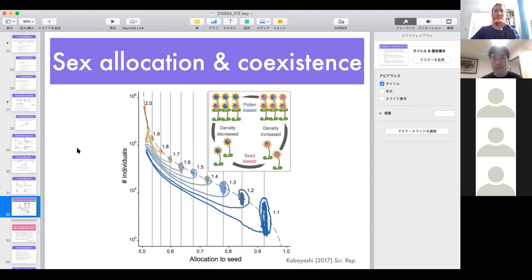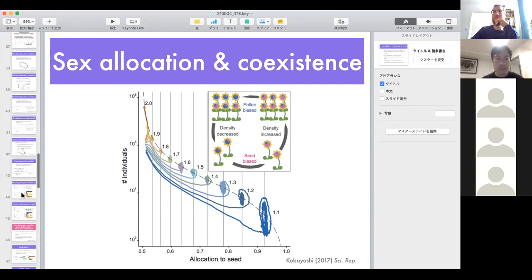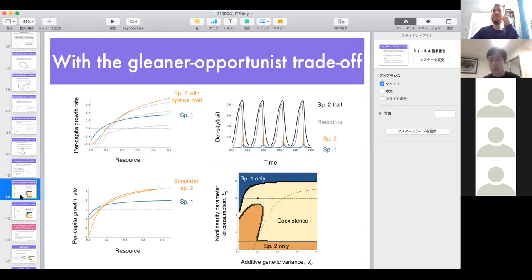Martin, please go ahead. Hi, Masato. Great talk. So for your second part, you're assuming that genetic variance is constant. Do you think the fluctuation-dependent rapid evolution impacts on coexistence would be less likely to help coexistence if variance declines with population size? Yes, I think so.